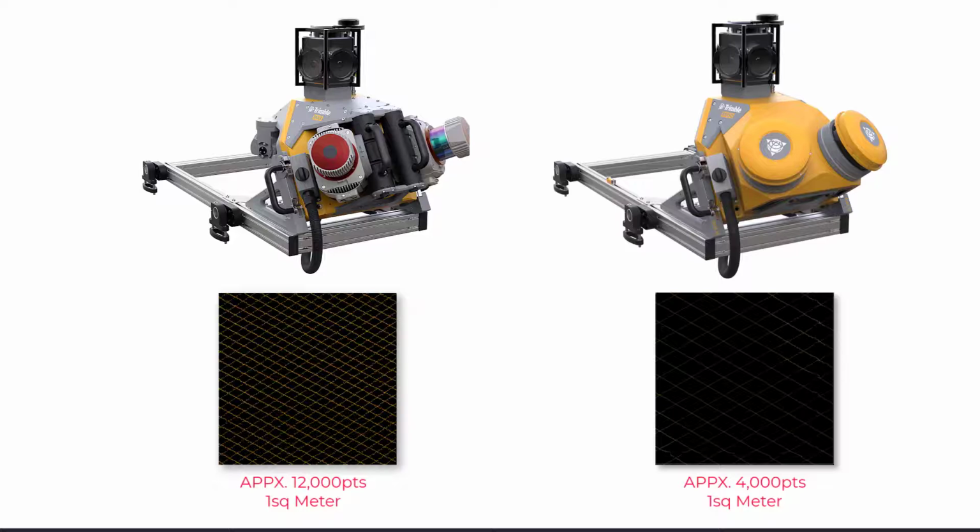Going off of what we just discussed, here's a quick side-by-side of the point density. You've got the MX9 on the left and the MX50 on the right. You can see we're at 12,000 points per square meter for the MX9, and over on the right you've got the MX50 at 4,000 points per square meter.